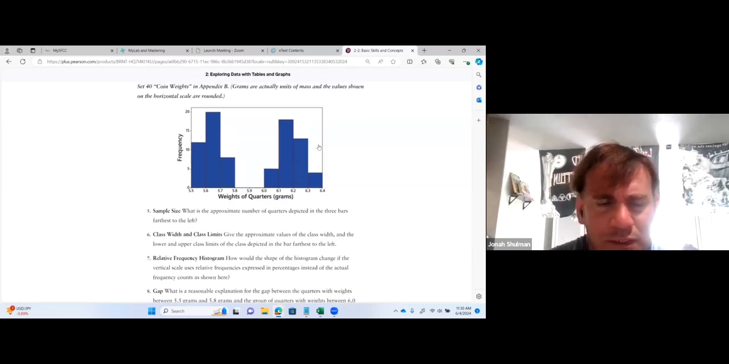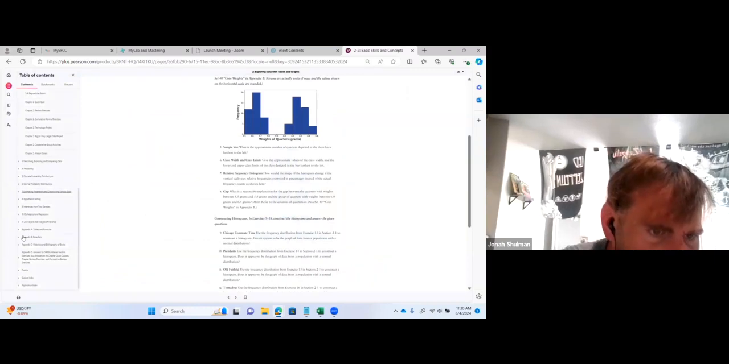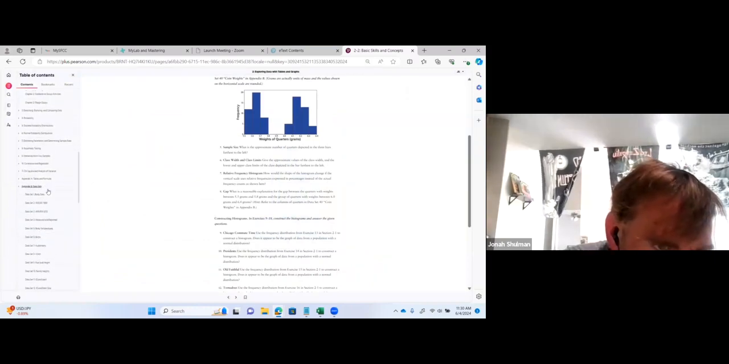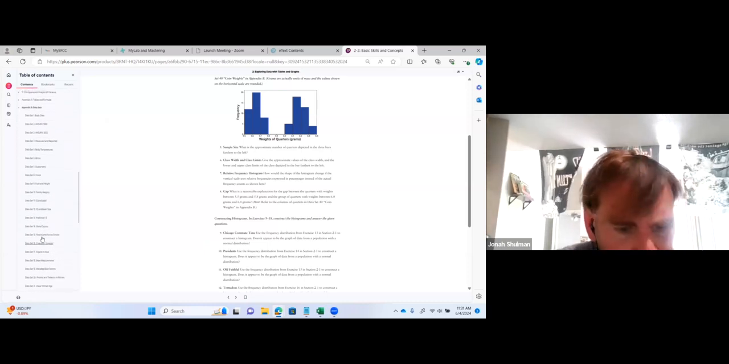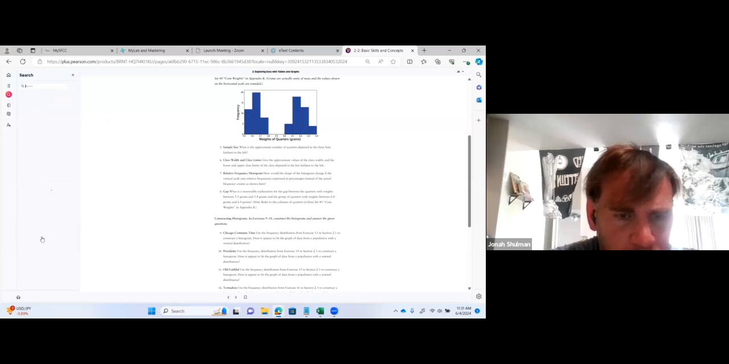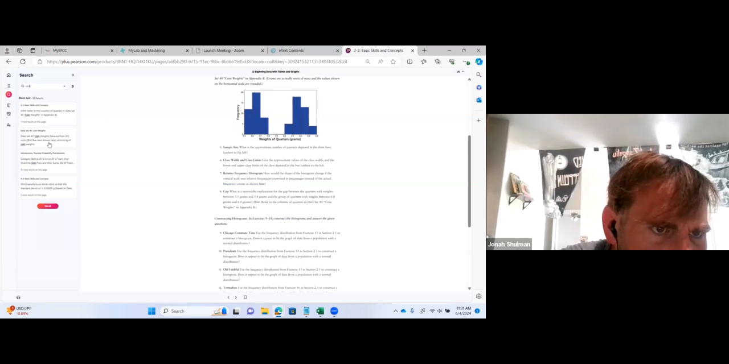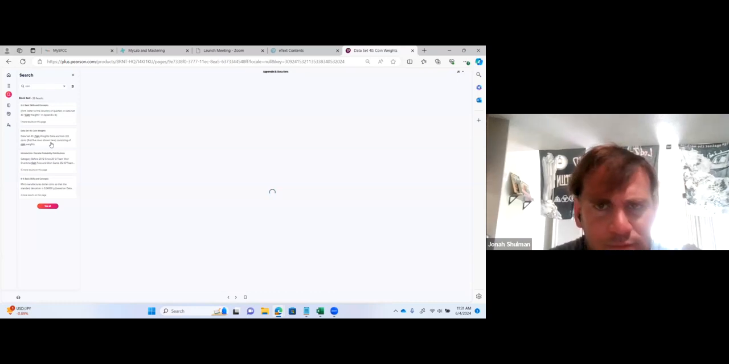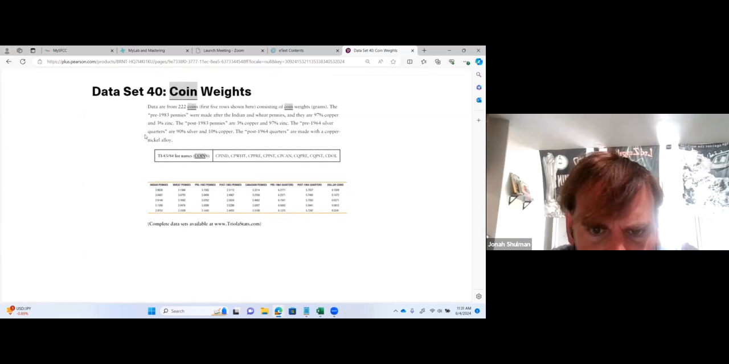Cool. So let's go to this Appendix B and get this coin weight. Whoa, that got big. All right, so let's get into it. Appendix B, we want the coin weights. Data set 40 is coin weights. Nice. I literally just searched for coin. Okay.